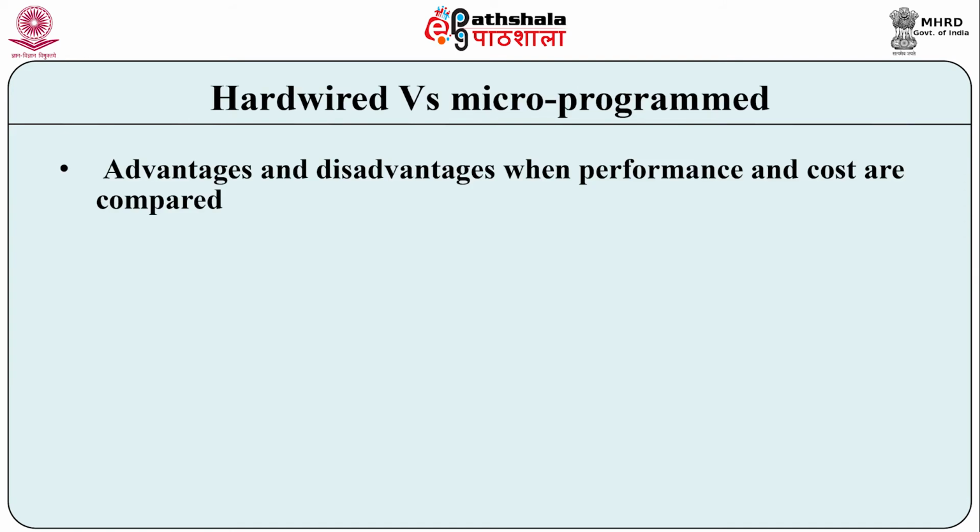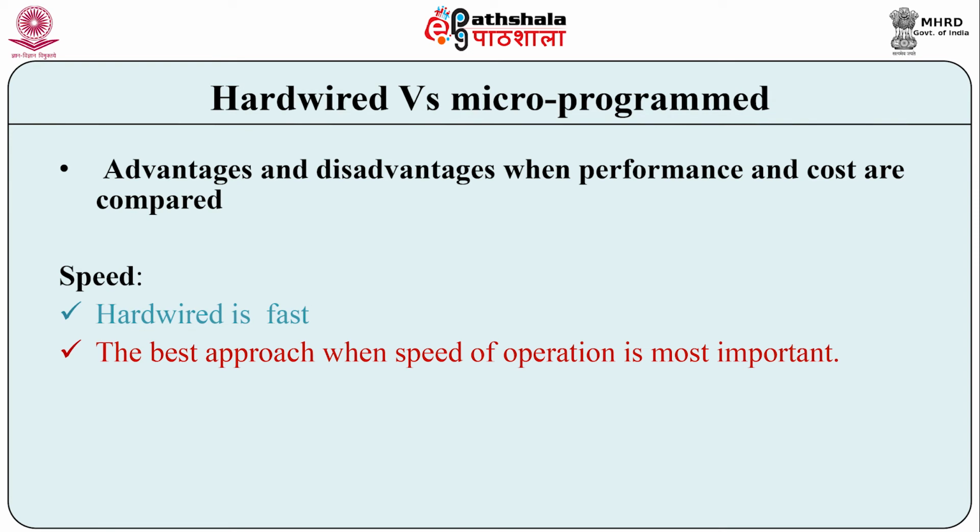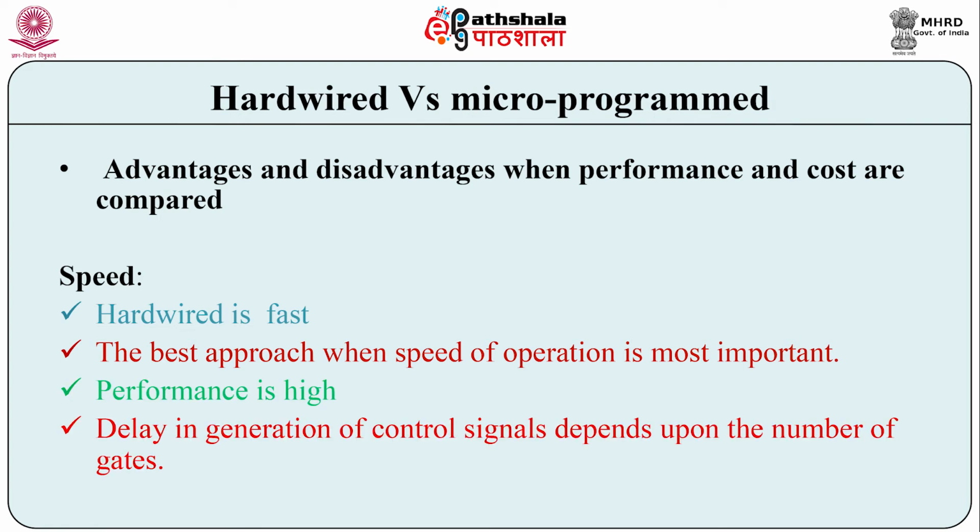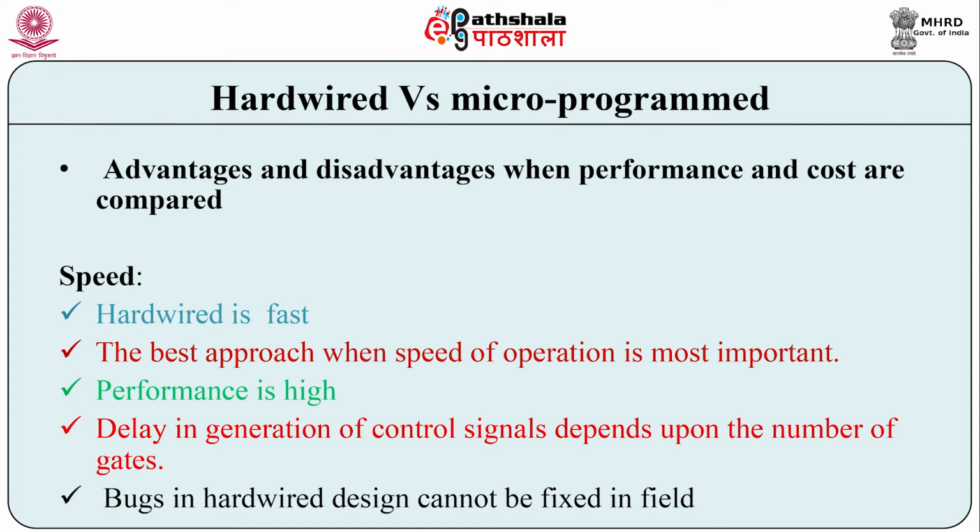Hardwired and microprogrammed methods have advantages and disadvantages when performance and cost are compared. Let us start with speed. Hardwired approach is fast because control signals are generated by combinational circuit. It is the best approach when the speed of operation is most important. The performance is high. Delay in generation of control signals depends upon the number of gates, and lastly, bugs in the hardware design cannot be fixed in the field.